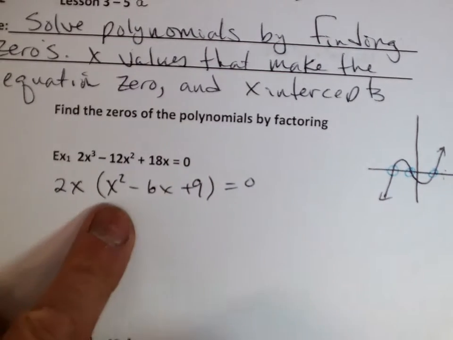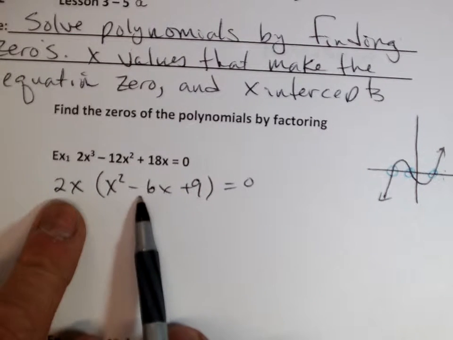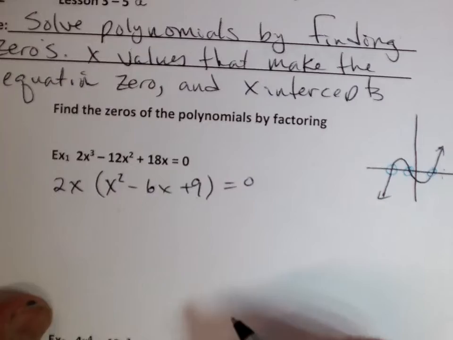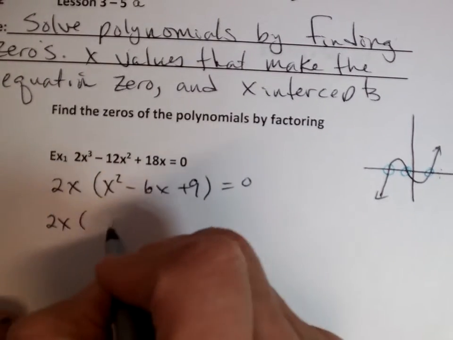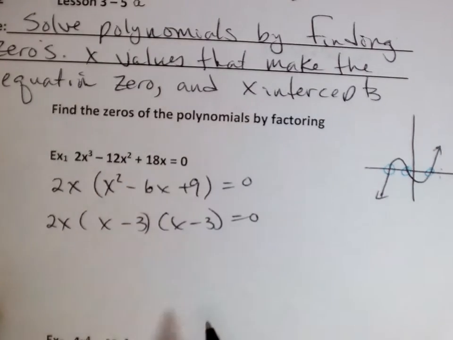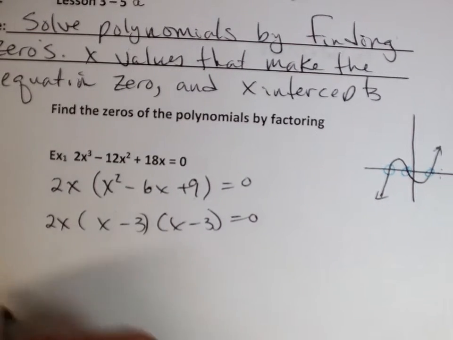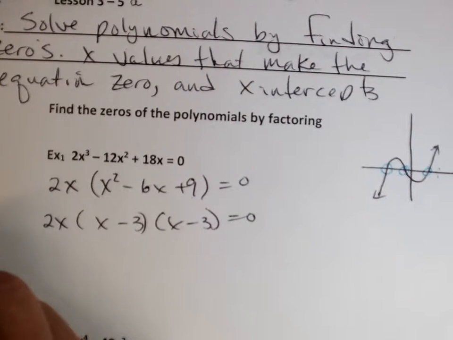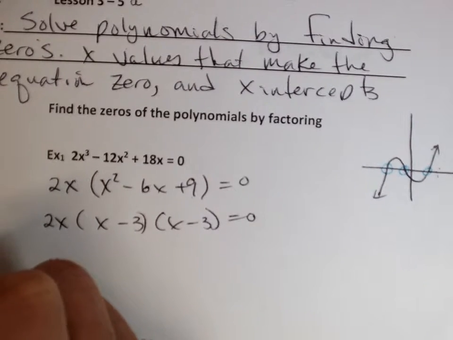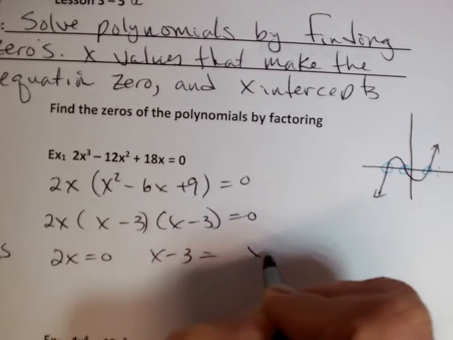Now, this is a regular old trinomial. Keep the 2x there. What are the multiples of 9 that add up to negative 6? How about negative 3 and negative 3? So we're going to have 2x times (x minus 3) times (x minus 3) equals 0. And then, sure enough, there are 3 little mini equations, which is going to give me 3 answers, since it's x cubed. Now, 2 of the answers are going to be the same, but we still are going to wind up with 3 answers. So, my mini equations are this: 2x equals 0, x minus 3 equals 0, and x minus 3 equals 0.